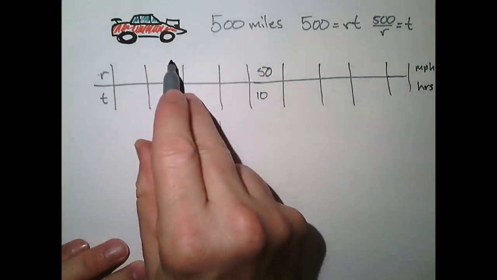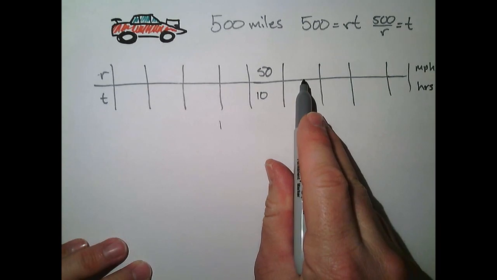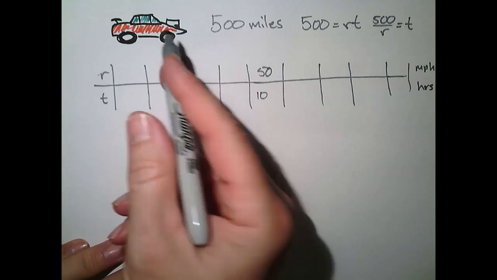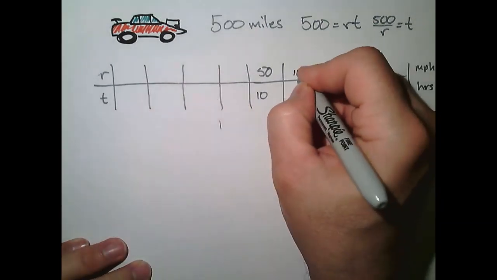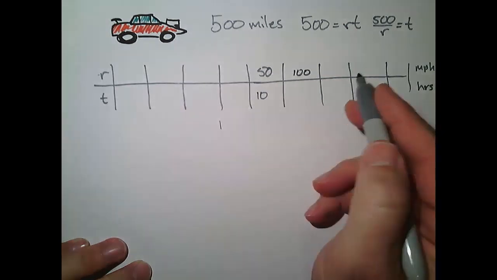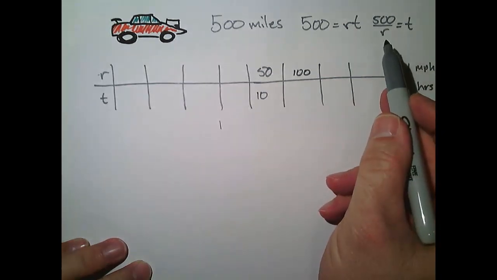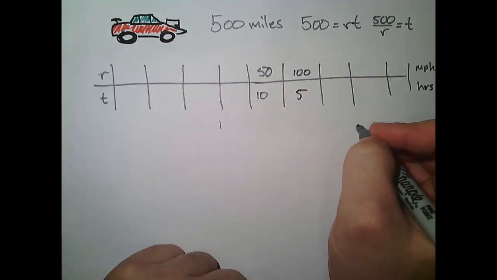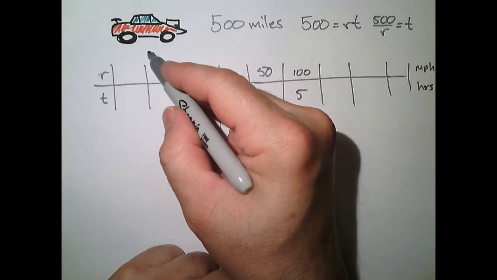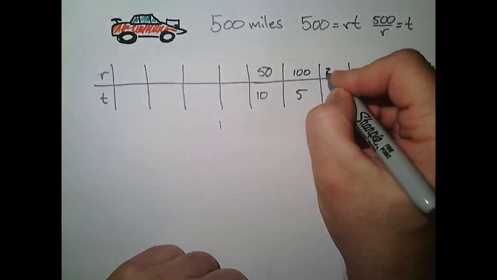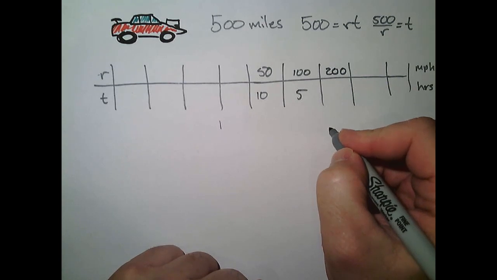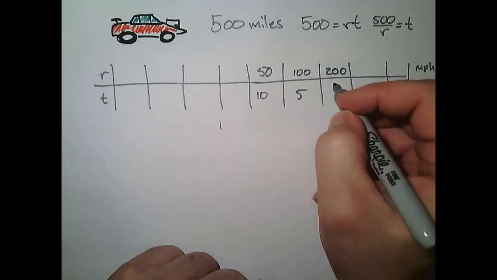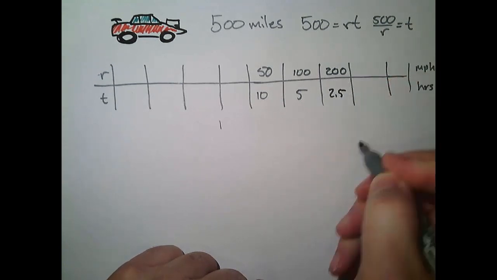Now, this is piddling along. Let's say we double this speed. Got to use the blower. We've got it, may as well use it. So let's say we go to 100 miles an hour. Now it's 500 divided by 100, and it's 5 hours. Now, suppose we have some nitrous on here, and we're able to crank this bad boy up to 200 miles an hour. 500 divided by 200, 2.5 hours.